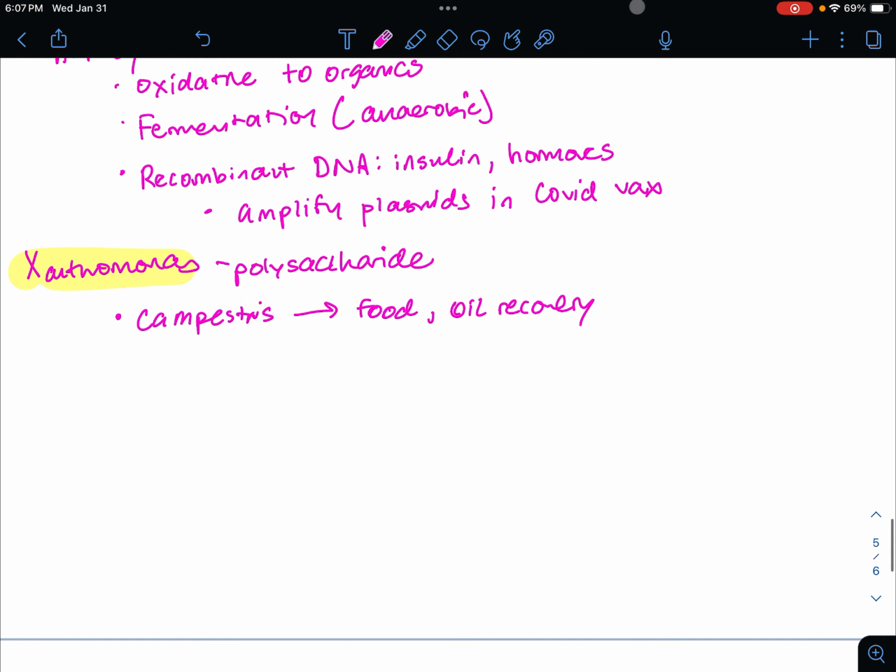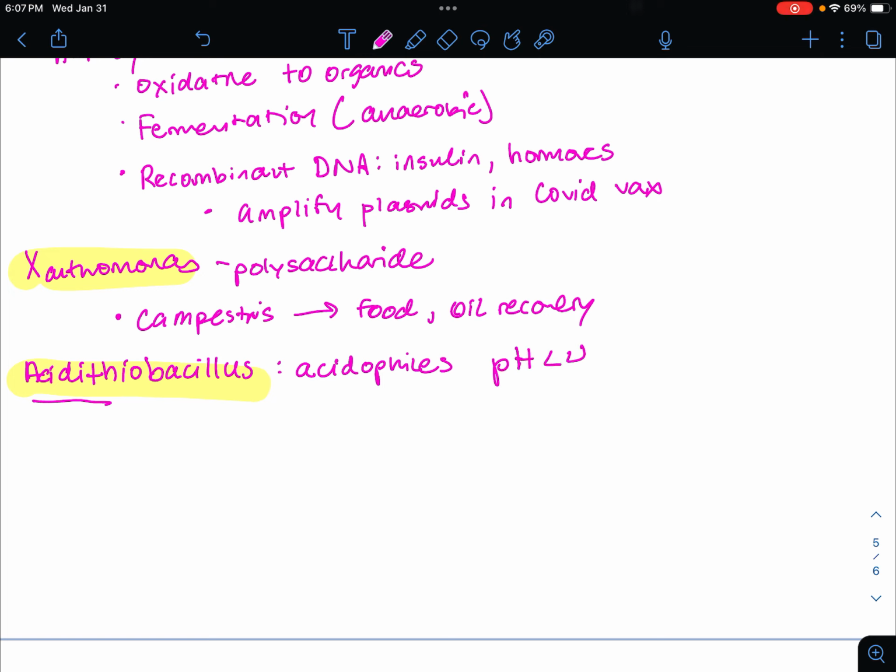We also have genus Acidithiobacillus. That is an interesting genus name. These are going to be acidophiles, hence the name acido. Spelt it wrong. Sorry about that. There we go. They like a pH less than 4. They're going to oxidize sulfur or iron 2 as the energy source.